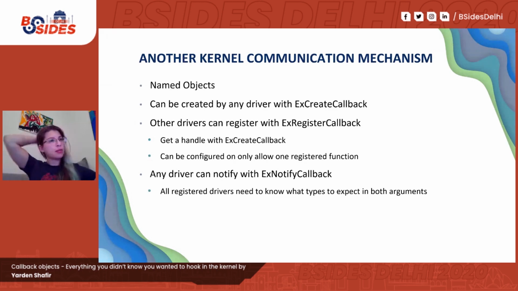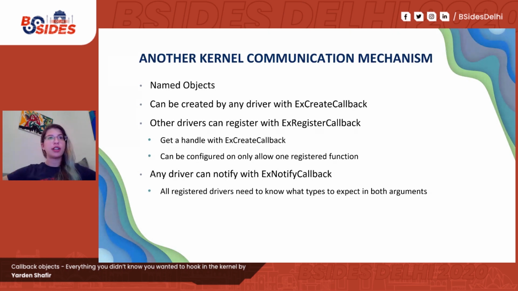Unlike other mechanisms in which the kernel exports some functionality, some options, some callback, like where you can register to receive notifications about processes, with callback objects, anyone can use them in the kernel any way they want. There are certain callbacks that the kernel makes available, like power state, if the system is going to shut down or restart or go to sleep, and a few other things. But you can also create your own callback object.